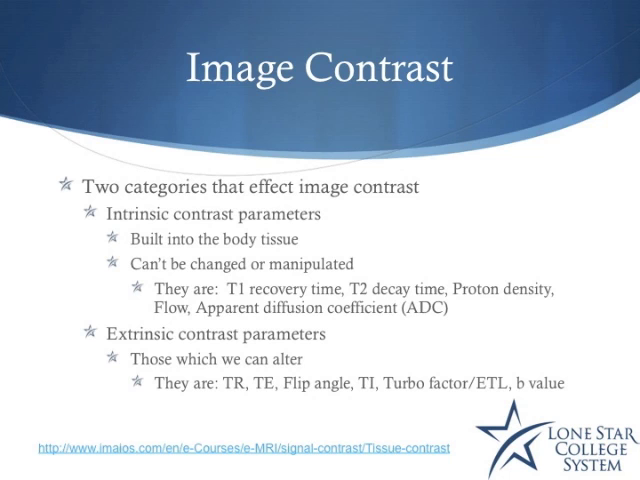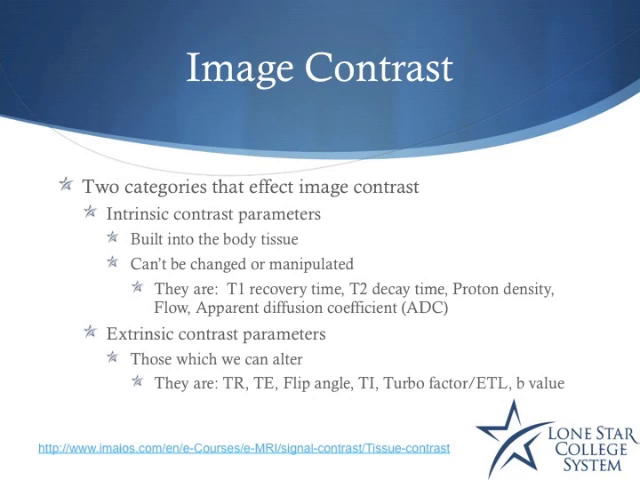First of all, there are two things that can affect image contrast. Things that are found already in the body that you have absolutely no control over, and things that you do have a control over, called extrinsic contrast parameters. Intrinsic contrast parameters are things that cannot be controlled by you. They are built into the physics of MRI. These are T1 recovery time, T2 decay time, proton density of the tissue, the ADC of the tissue, or apparent diffusion coefficient. These are all things that cannot be manipulated. They are inherent. You work around them, but you cannot manipulate them.